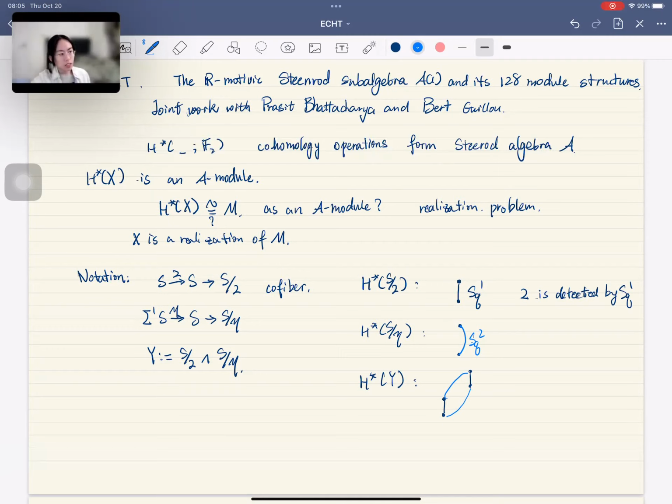Classically, this story was mainly developed by Adams and Davis-Mahowald. What they did is more than that: they also made connections with v1 periodicity.